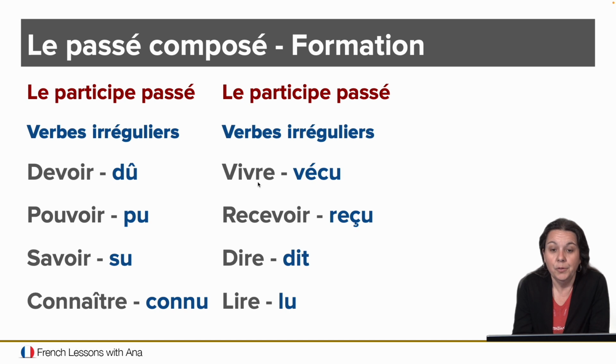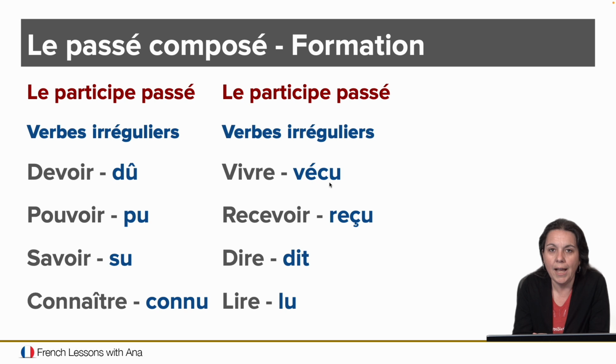Vivre, to live, changes to vécu. Okay, so that E has an accent aigu. Don't forget it. Okay, without it, it's wrong. Then recevoir, to receive, becomes reçu. There's a reason why I put these two together. Students have a tendency of mixing them up and getting really confused.